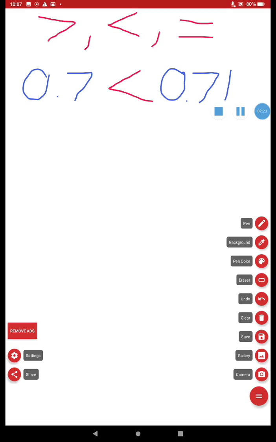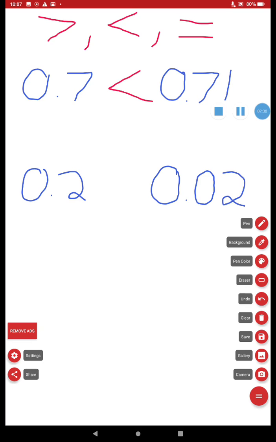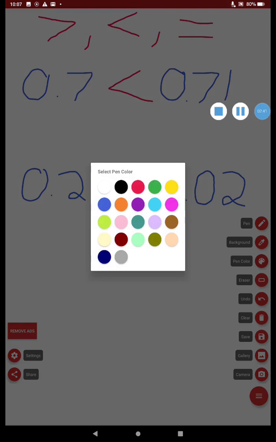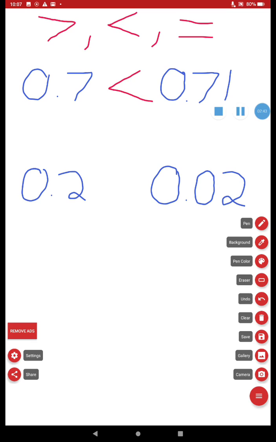Let's do that one more time. Well, what if I have 2 tenths compared to 2 hundredths? Which one of those symbols should I use? Well, remember, bring it up to dollars and cents. If one kid has 20 cents and the other kid has 2 cents, who has more? There we go. So I say 2 tenths is greater than 2 hundredths.